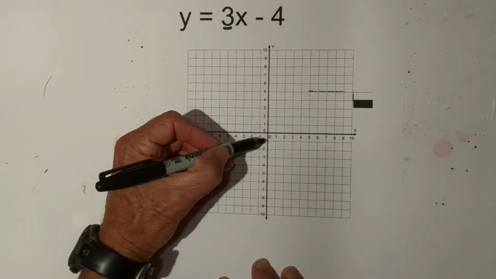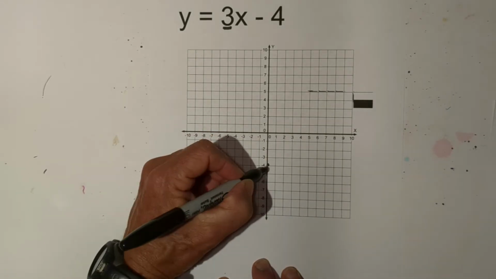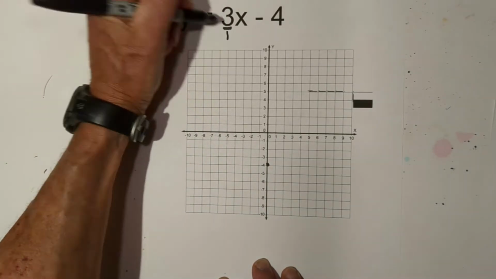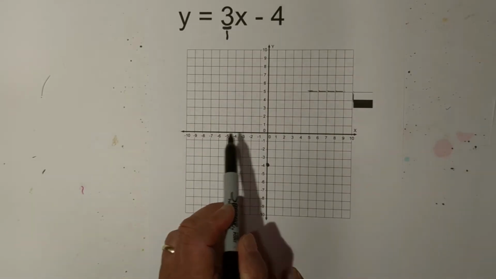So we're going to go, there's -1, 2, 3, 4. So we're going to start right here, okay? Next, 3, you can rewrite that as 3 over 1, and it's positive. You always read from left to right.